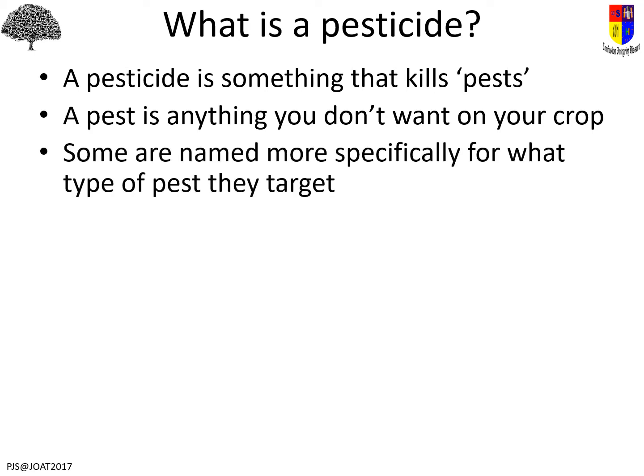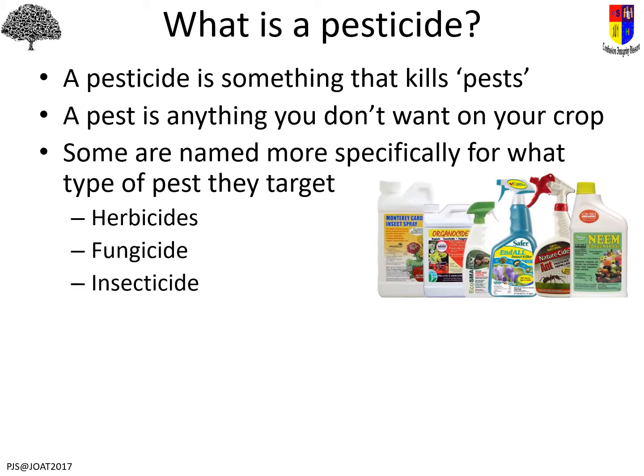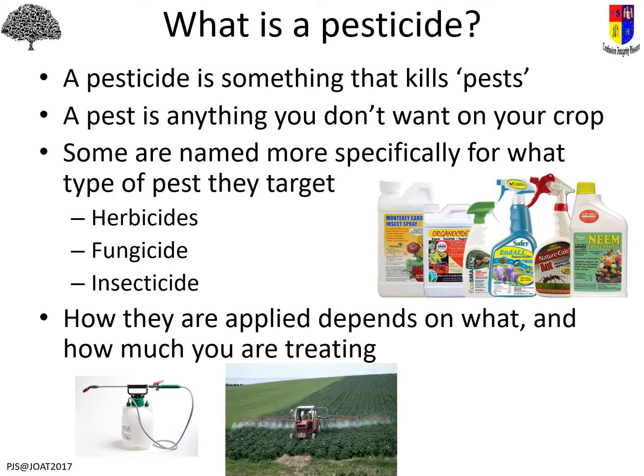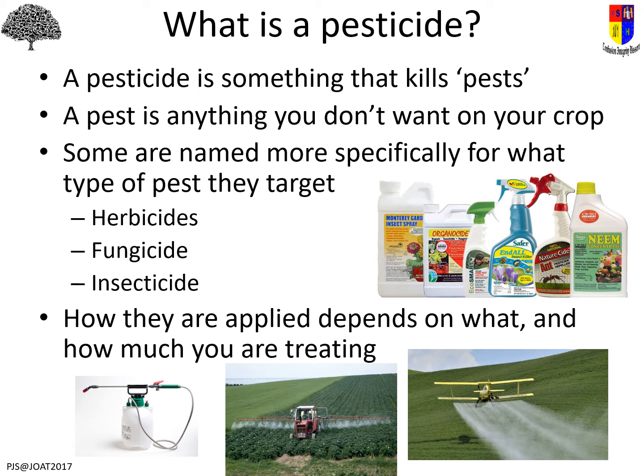And you can name the pesticide a little bit more specifically because you could decide on a type of pest you want to target. So we could actually say herbicides if we wanted to kill plants, fungicides to kill fungus, insecticides, you get where we're going with this. And you decide on how you apply them depending on what it is and how much you're treating. So you might go with the little spray bottle, the big spray bottle, a much larger spray, or a ridiculously huge spray.